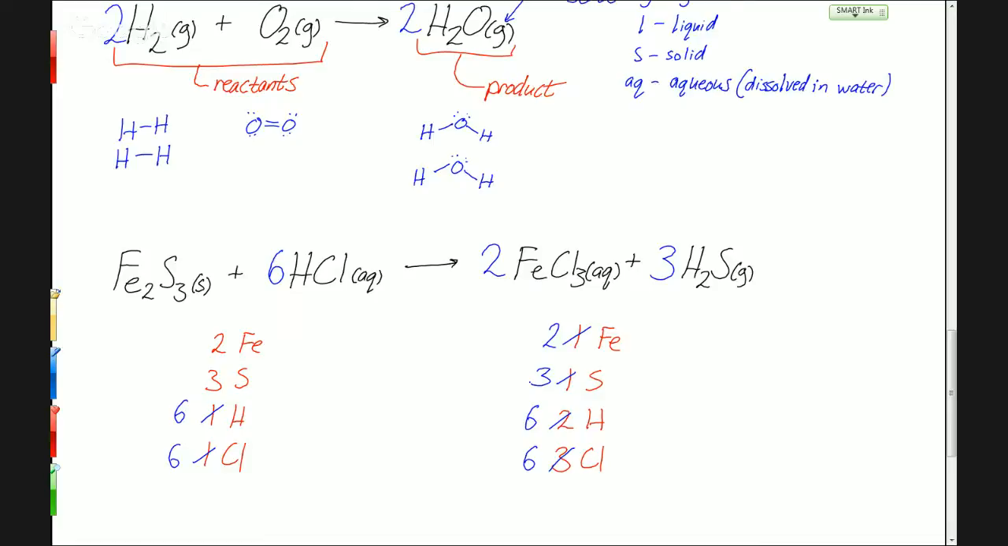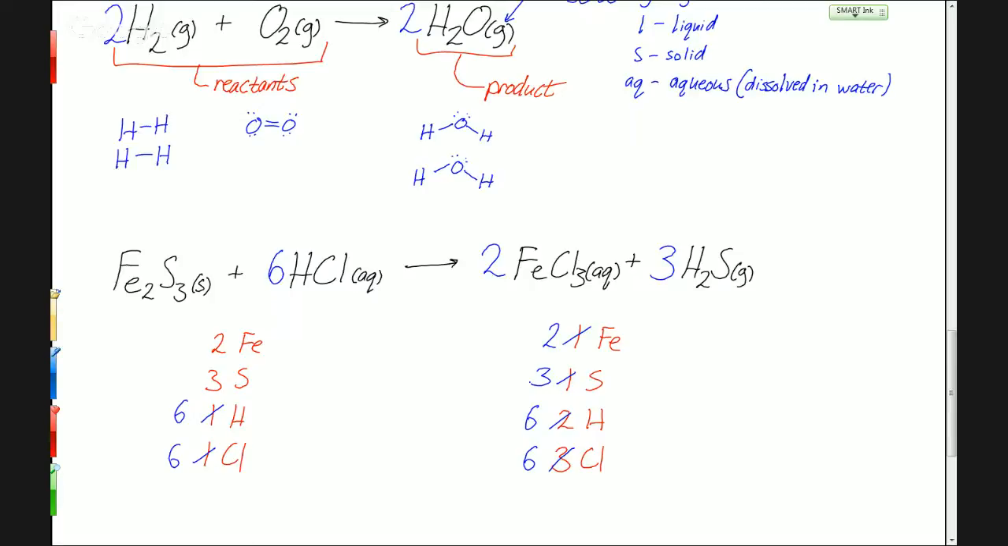The reason this is so important is when we start looking at the actual quantities of how much of this we need versus how much of this we need, they have to be added in the correct ratio. So we know now that if we want to react iron sulfide with hydrochloric acid, we need 6 times as many moles of HCl as we have of Fe2S3. Before we balanced it, we didn't know that. We thought maybe it was just 1 to 1. Now we know it's 1 to 6. And we'll see later that we can also use this to figure out how much of the products we expect to get. So we can calculate our expected yield of the reaction, how much we're going to get from the reaction.